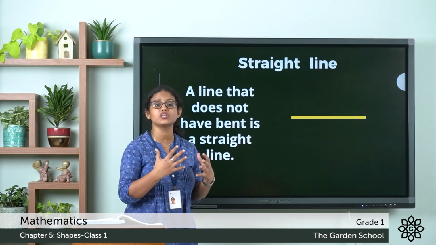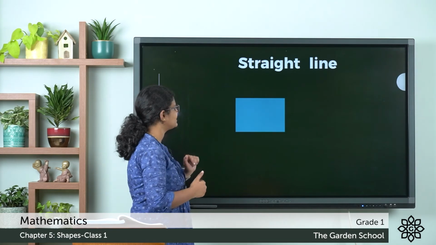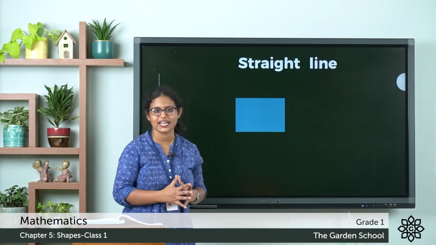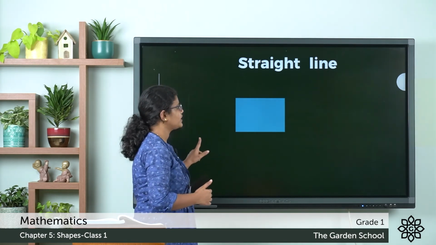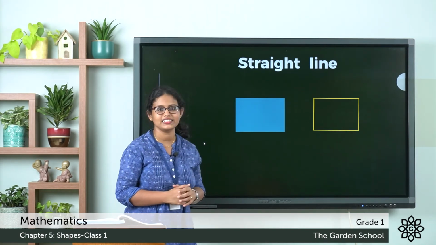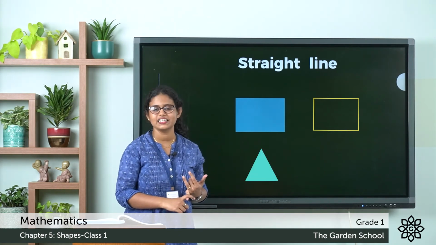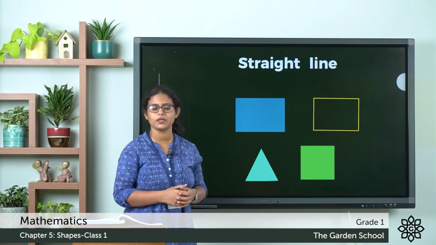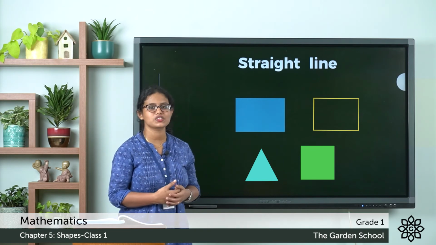So we can draw different shapes using straight lines. For example, to draw a rectangle. So how can we draw a rectangle? We can use straight lines, right? See, we can draw straight lines to form a rectangle. Likewise, other shapes also. Triangle, square, we can draw using straight lines. Okay, a line that does not have a bend is called a straight line.